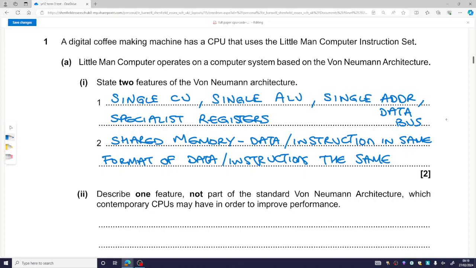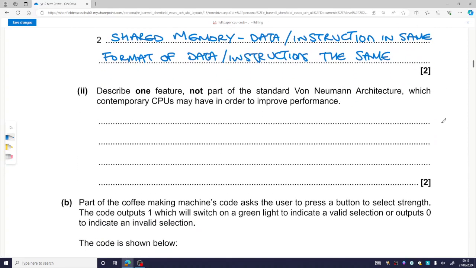But yeah. Right, okay, so moving on to the second part. They gave you a clue here as to what you should be thinking about. It said, describe one feature not part of standard von Neumann architecture. So Harvard, yes, you could talk about it, but actually they were being a bit broader. The clue was there that it may improve performance. So that gave you, okay, I can't remember anything about Harvard, but what things can improve performance?